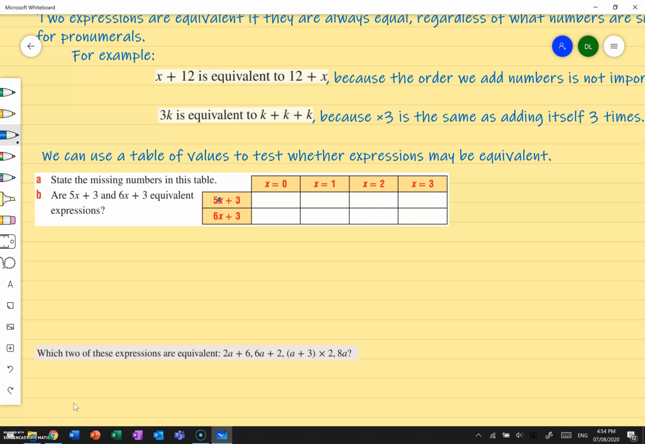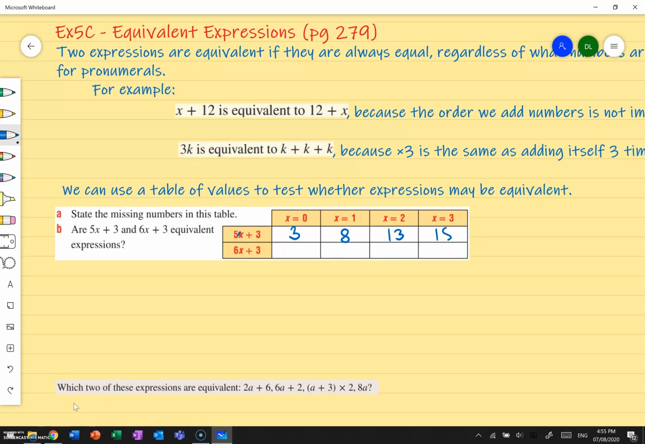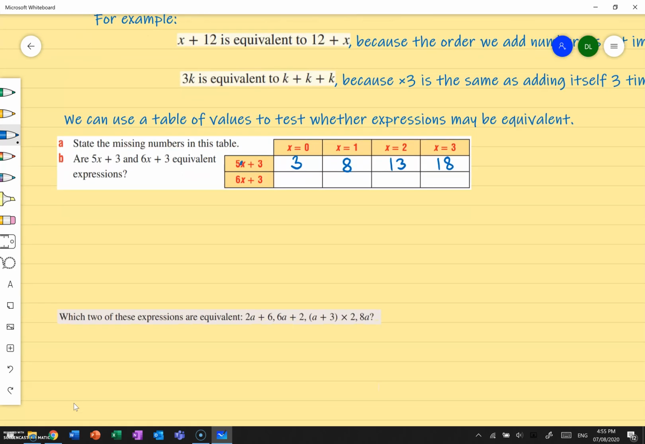So 5 times 0 is still 0. And then a plus 3, which gives us 3. If I have 1 there, 5 times 1 gives me 5, plus 3 gives me 8. Next one, 5 times 2 gives me 10, plus 3 is 13. And 5 times 3, which is 15, gives me 18. And you can see I'm going up by 5s, but that's not exactly what we're focusing on today.